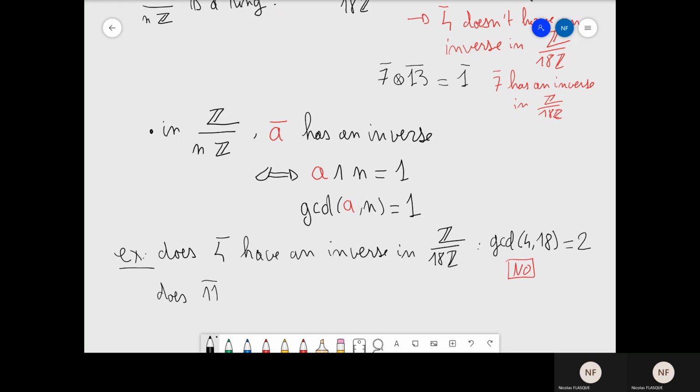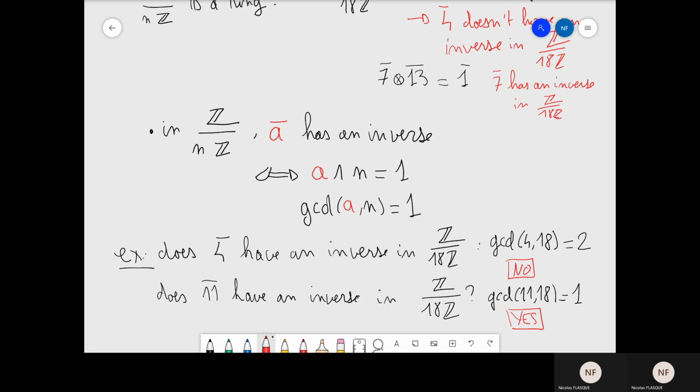Let's check another value we haven't seen for the moment. Does 11 bar have an inverse in Z over 18Z? In order to answer that question, we must find the GCD of 11 and 18. Actually, the GCD is equal to 1. So the answer is yes. 11 bar has an inverse in Z over 18Z.